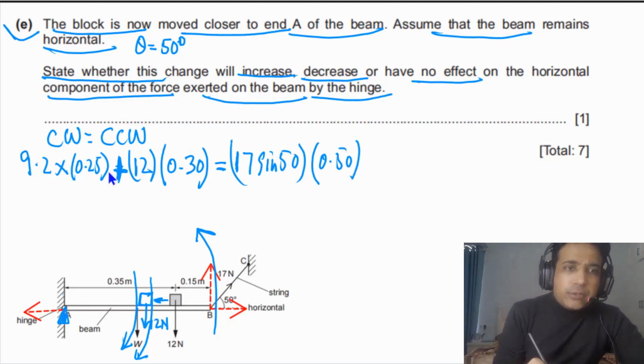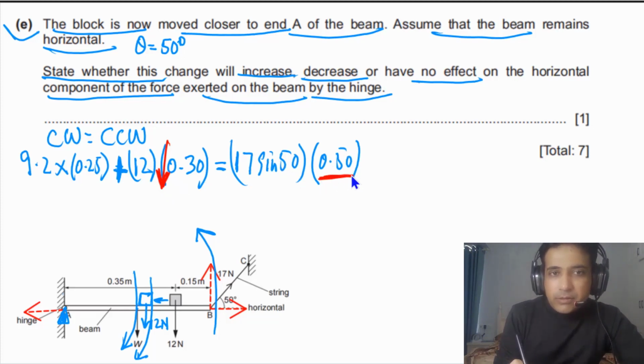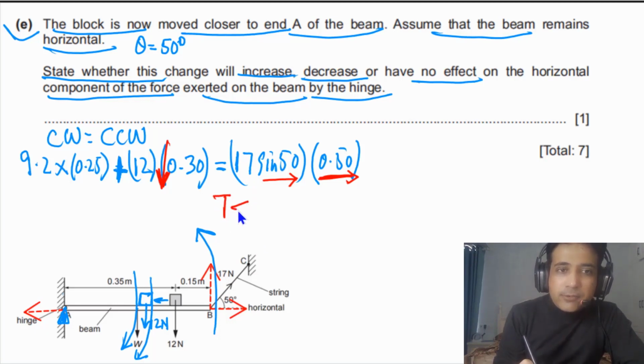Now in this case we simply need to compare, we don't need to calculate. You can see as this part decreases, it means this side also has to decrease. But this one remains the same, and the angle also remains the same. So it means that the tension should not be equal to 17. The tension has to be smaller than 17, lower than 17 newtons.